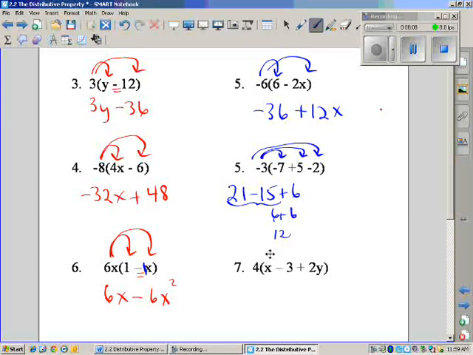There's another way to say how old you are. If you're 12, you could say, I am 21 minus 15 plus 6. Cool, huh? People would think you were nuts.